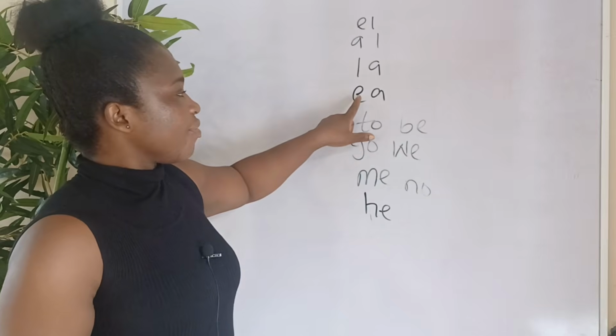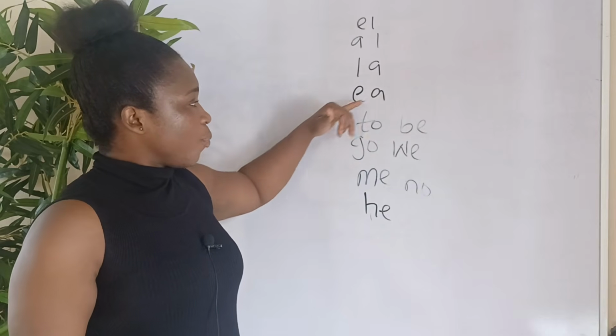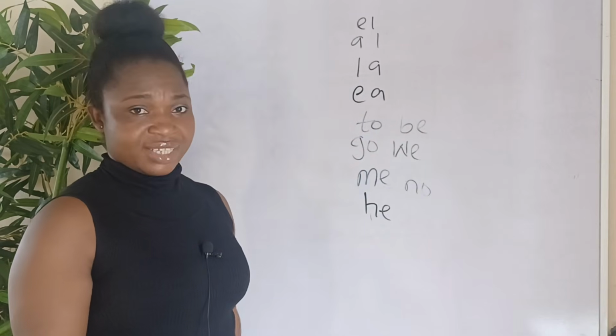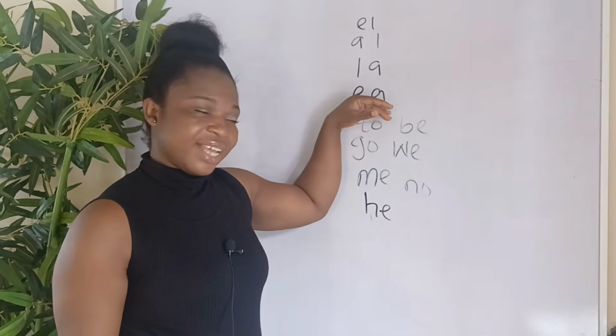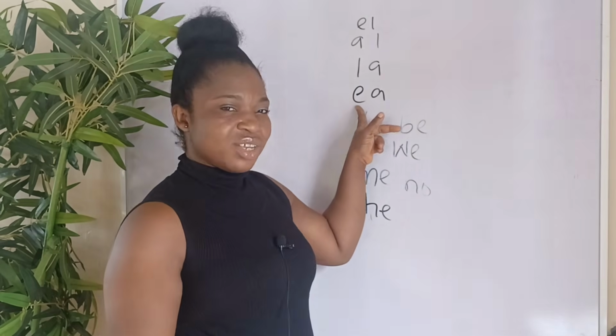So now we have E and A. Now, how do you pronounce the combination of this? This is how it works. Once you have any team vowel, the first is what you will use.